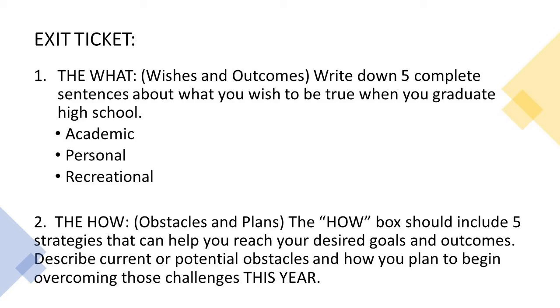The what. Write down 5 complete sentences about what you wish to be true when you graduate from high school. So 5 complete sentences. I want to graduate from high school knowing that I'm a straight A student. I want to have been accepted to Harvard by the time I graduate high school. I want to go to college on a full scholarship. I want to be the team captain for my basketball team at my school. I want to have finished all of my community service hours for my school.